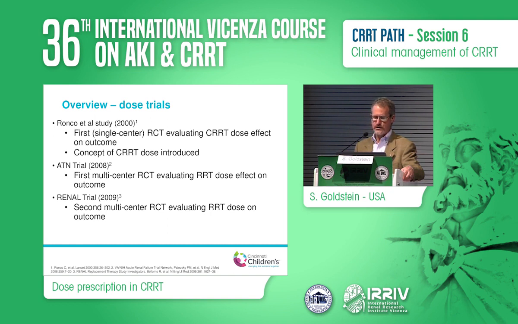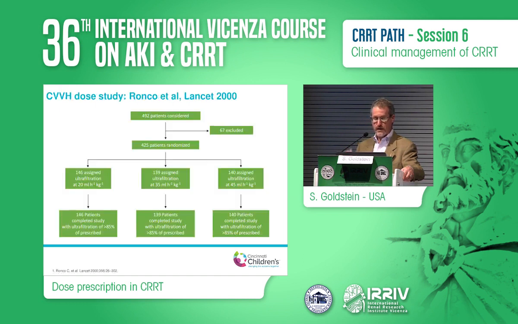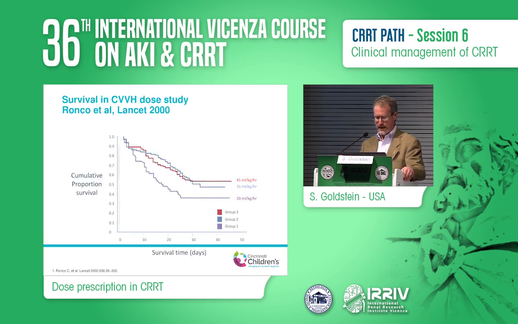The ATN trial was the first multi-center randomized controlled trial evaluating the renal replacement therapy dose effect on outcome, and the renal trial came on the heels of the NIH VA ATN trial. In Dr. Ronco's trial, 425 patients were randomized to 3 doses, 20 mils per kilo per hour, 35 mils per kilo per hour, and 45 mils per kilo per hour. And the primary endpoint was 60-day mortality.